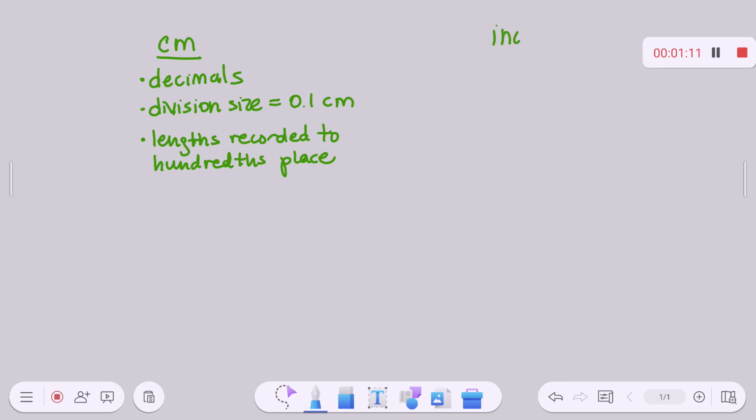Now, inches. Inches is a different system of measurement. It's an English system. This is fractions. You will have 16 divisions, but your answers will be in 16ths or 32nds, and that is it. It's 16ths when you fall on one of the divisions. It's a 32nd when you're in between. I'll show you how to get that, okay?